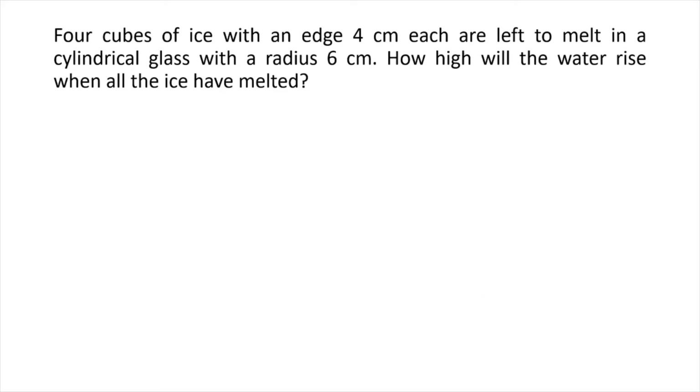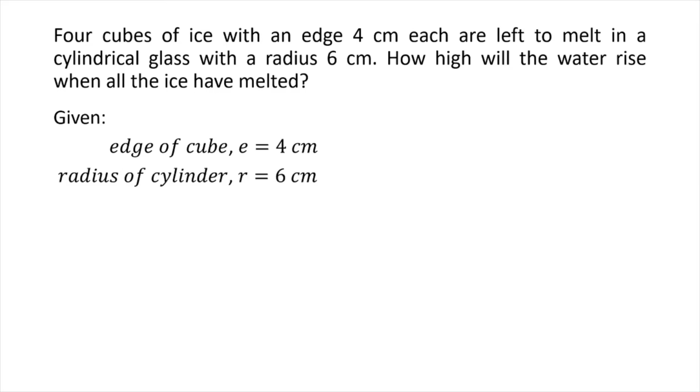So let's define the given values. Let's call the edge of an ice cube E, and it's equal to 4 centimeters. And we also have the radius of the cylindrical glass. Let's call the radius R, and it's equal to 6 centimeters. We are asked to find the height of the water in the cylindrical glass when all the ice has melted.